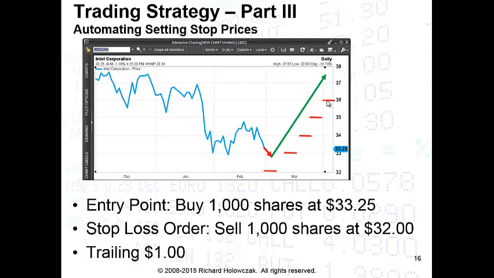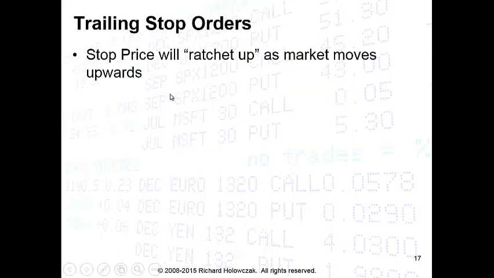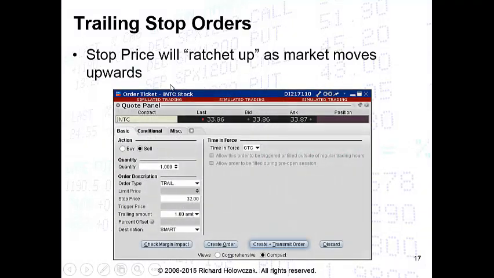Probably, though, we don't want to ever lower this stop order. In fact, to lower it would be kind of counterintuitive here, because then we would be creating less opportunity for profit. So the whole idea behind this trailing dollar is, as the market moves up, we're just going to keep on putting stop orders as they move up. And as it turns out, many brokers offer what they call trailing stop orders. That is, the stop price will ratchet up as the market moves upward. However, it's not going to move down.